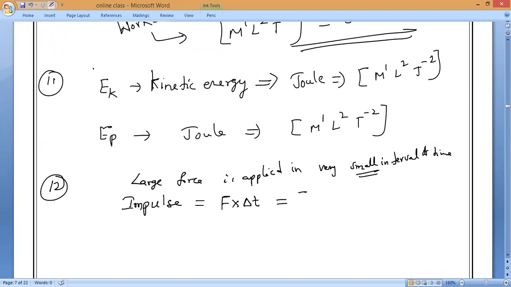So which is equals to dimensions, please, fastly. What are the force dimensions? M1, L1, T minus 2. Small time, big time, change in time, whatever it is. Delta t. Delta t means what? T power 1. So if you multiply it, what will come, guys? Anybody? M1, L1, T power minus 1. So that's all. Till here you solve.